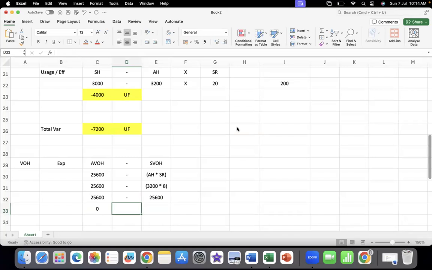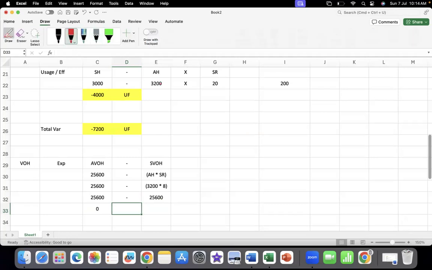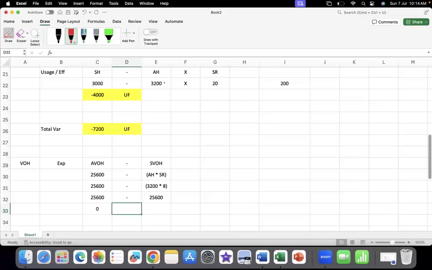So for variable overheads, basically there was no variance. But there is an interesting fact right here. You see these actual hours are getting reflected right here. For example, if your actual hours were less, say this was 2,800, the overall figure would be a little bit less.